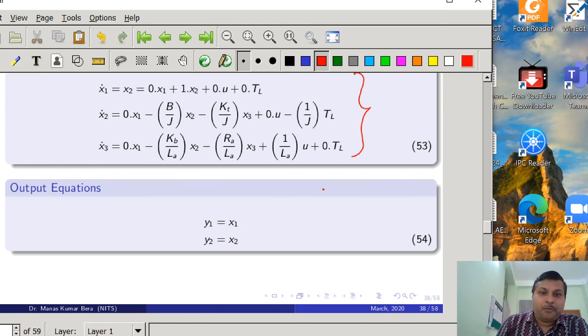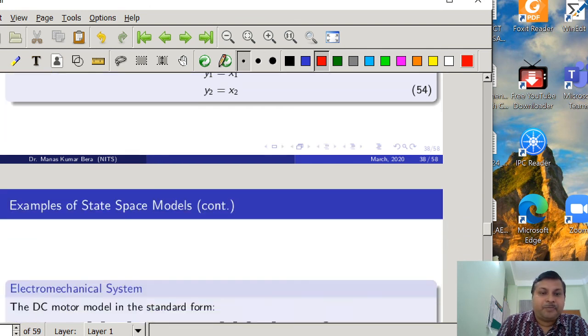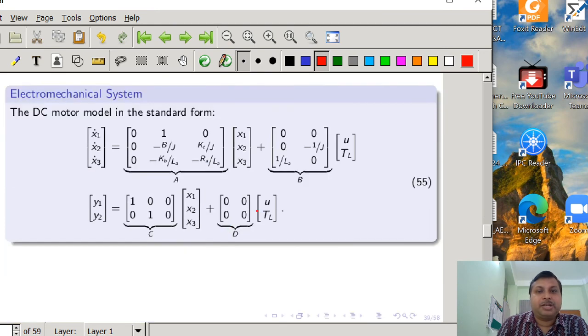So now once we have defined the state equation and output equation, the next step is to write the state space representation in vector matrix notation, which is represented by equation 55. The first part of equation 55 represents the state equation, and the second part represents the output equation.